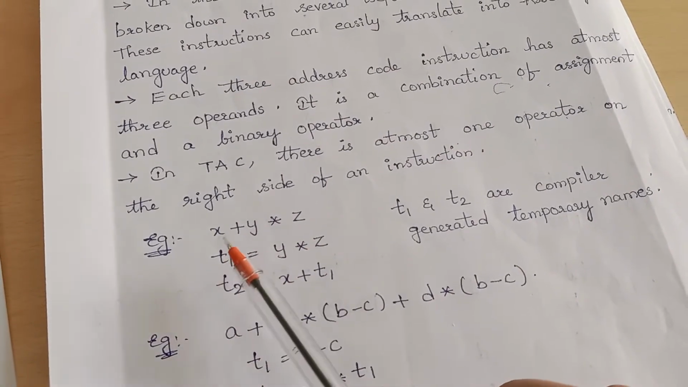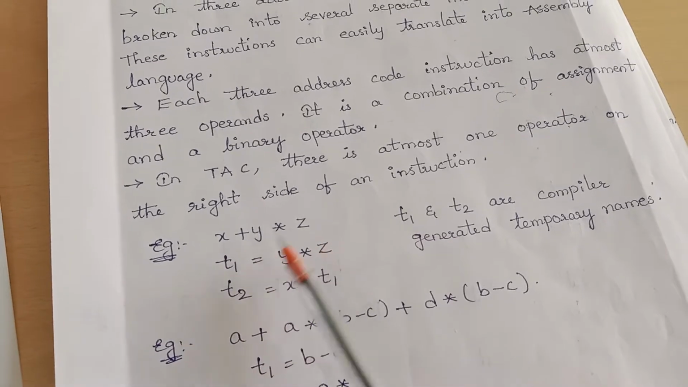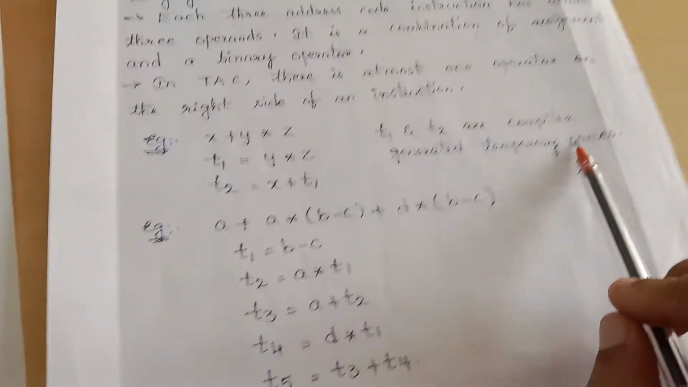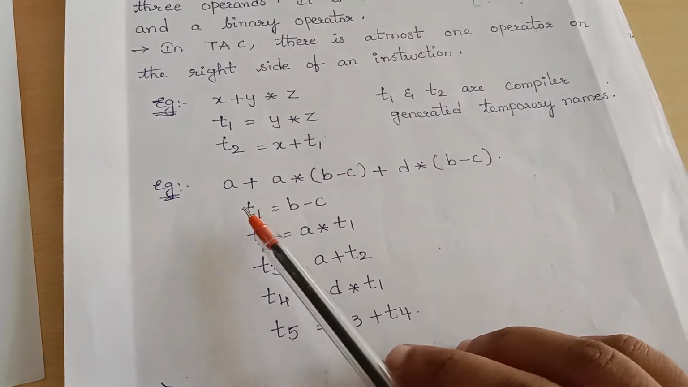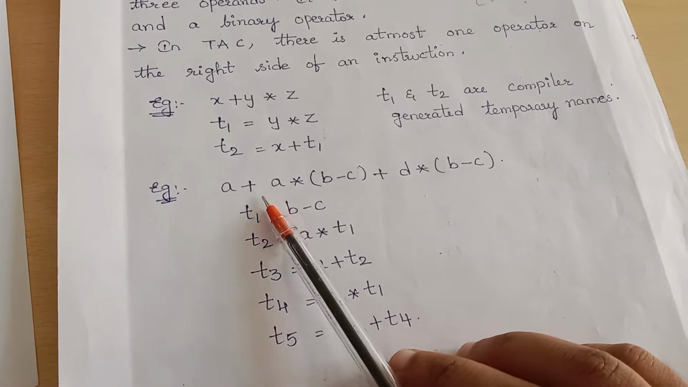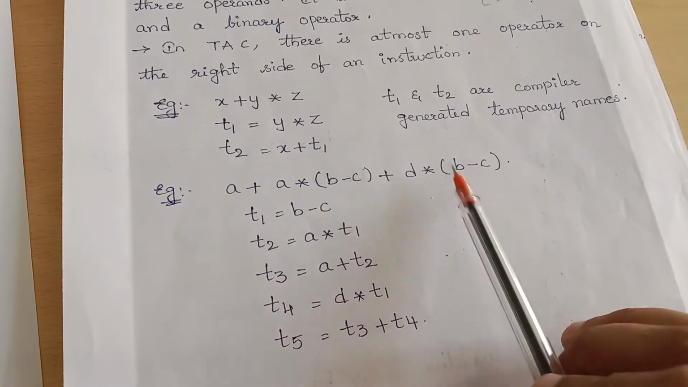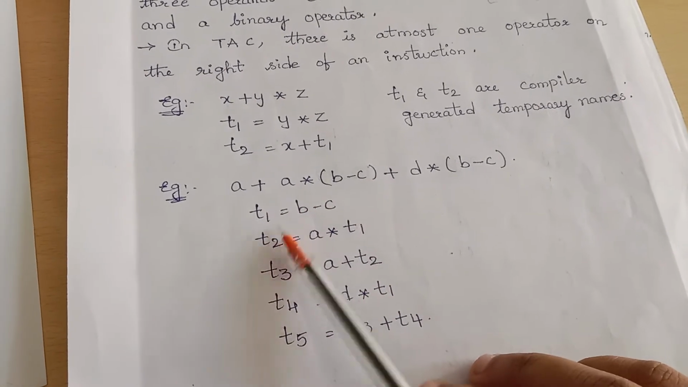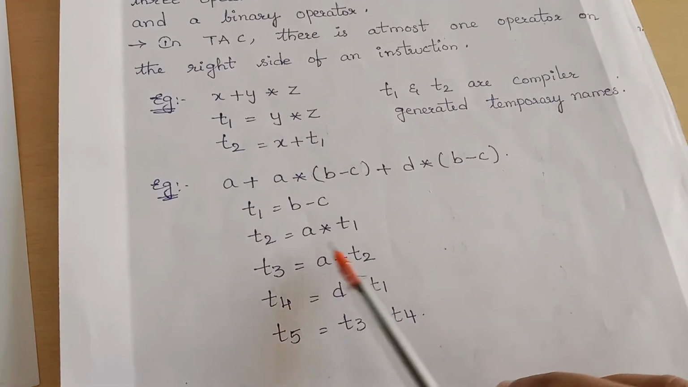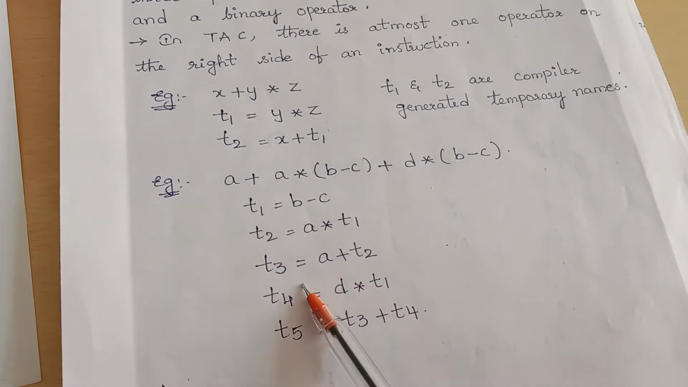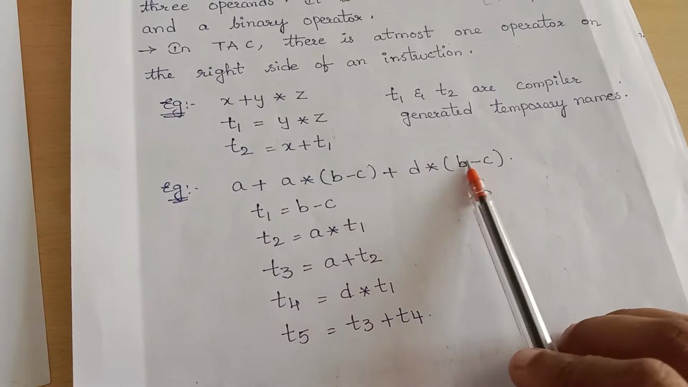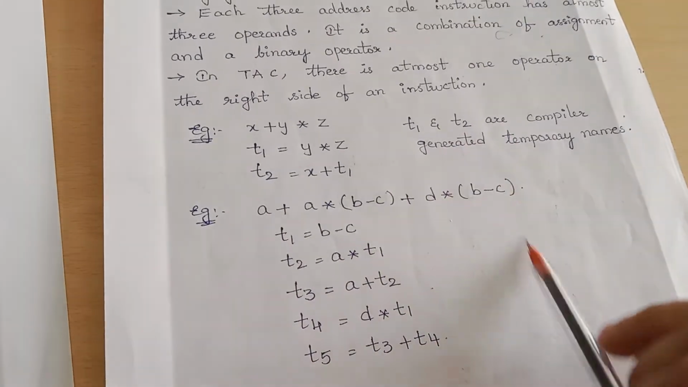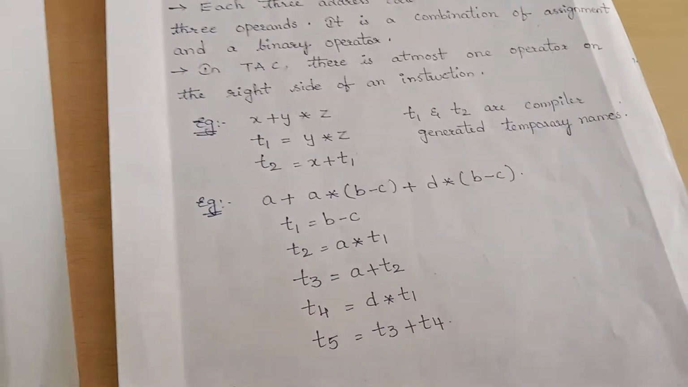So here for t1 we are assigning y star z, and t2 is equal to x plus t1. Here t1 and t2 are compiler generated temporary names. Considering another example, a plus a star b minus c plus d star b minus c. So here t1 we are considering as b minus c, t2 is a star t1, t3 is a plus t2, and t4 is equal to d into t1, and t5 is equal to t3 plus t4. This is how we divide a given expression in the form of three address code.